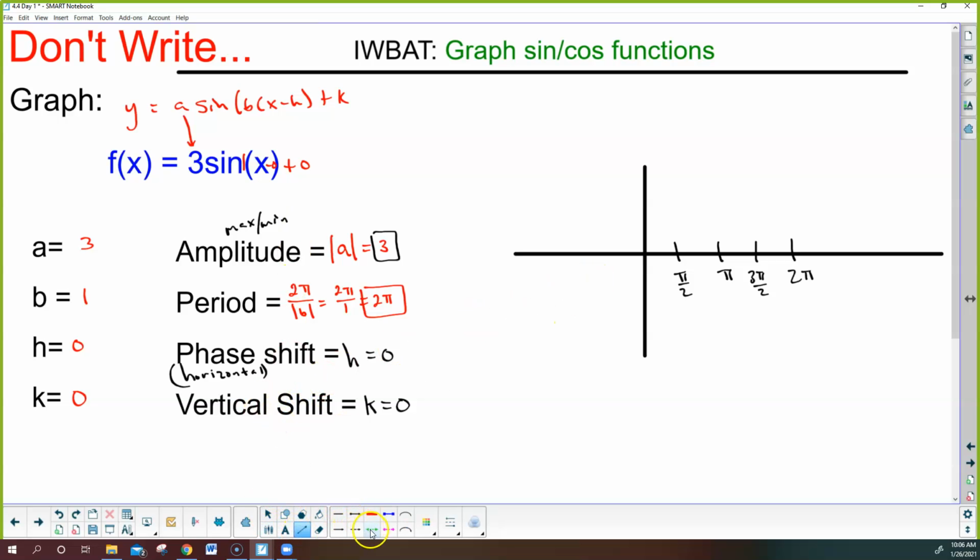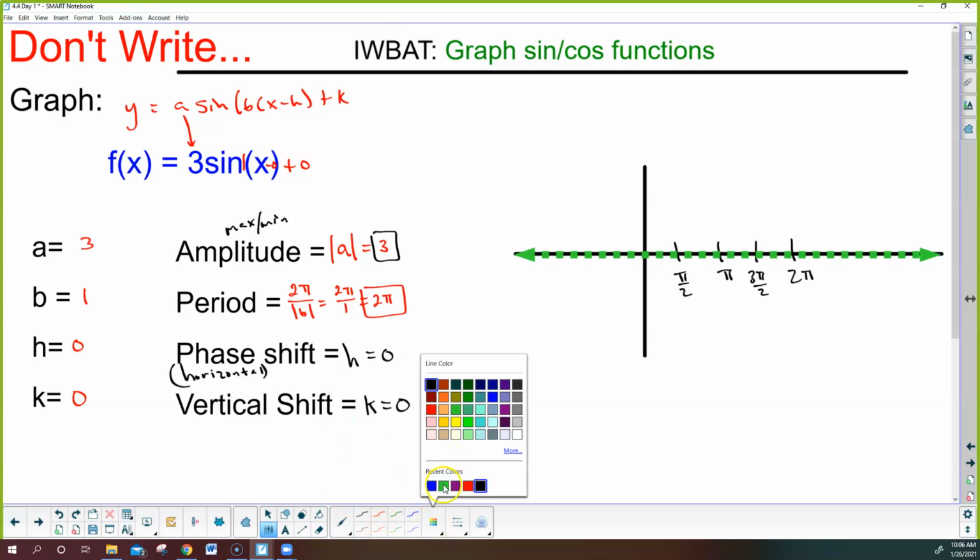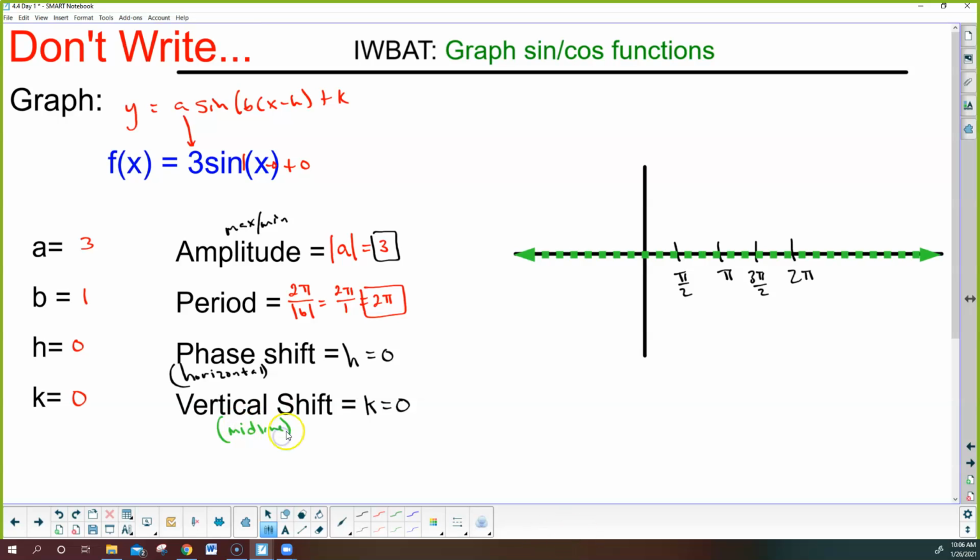So what I usually do first is I usually graph the midline. Okay? And what is the midline? That's your vertical shift. Right? Since I didn't go up and down, then we're going off the regular parent function. So the midline is at y equals 0, which is the k value. Right? Then I have to go an amplitude of 3. So I need to be up 3 units. So I'm going to go up 1, 2, 3. That's going to be my max line.